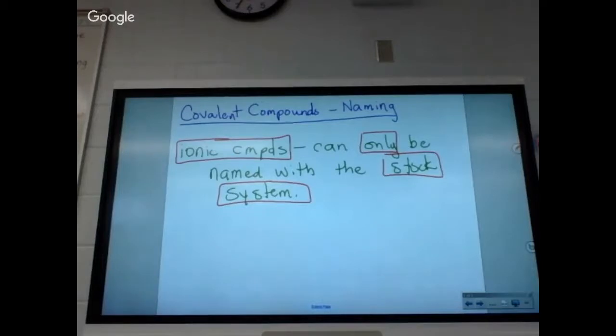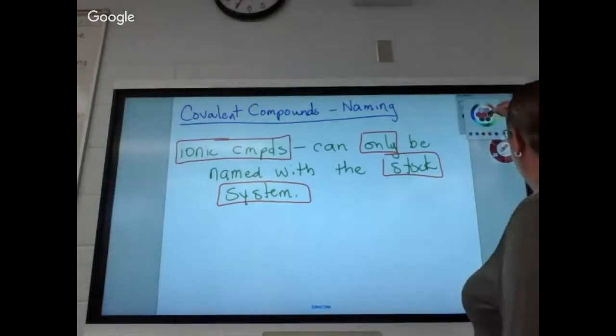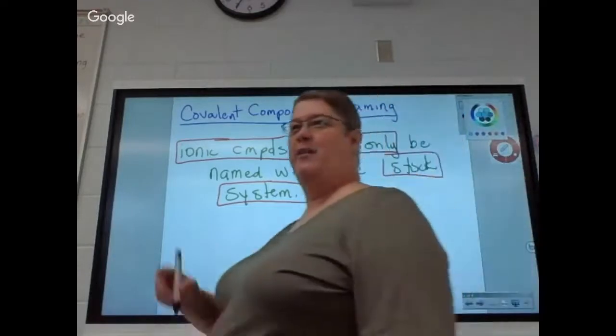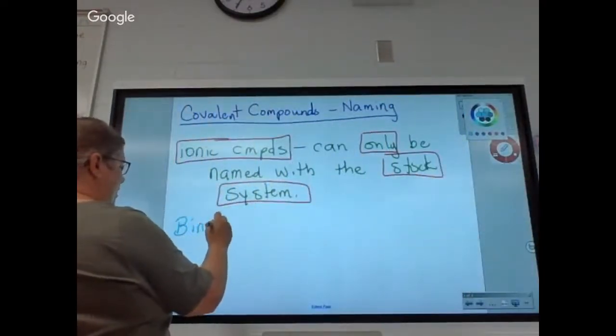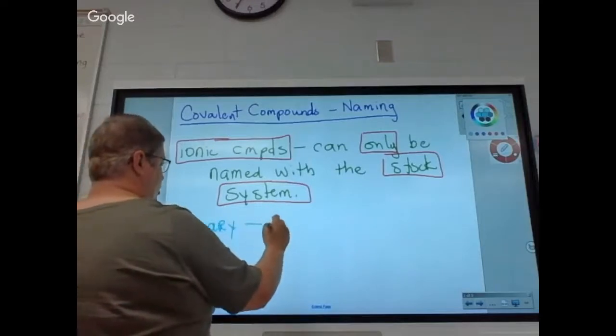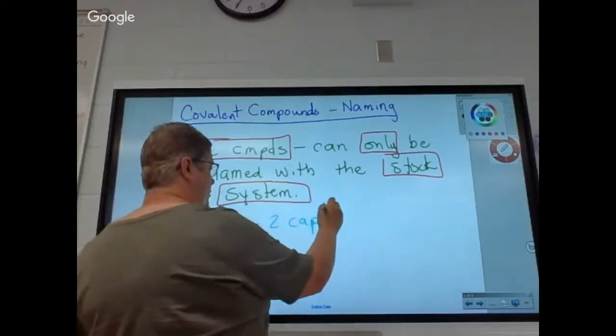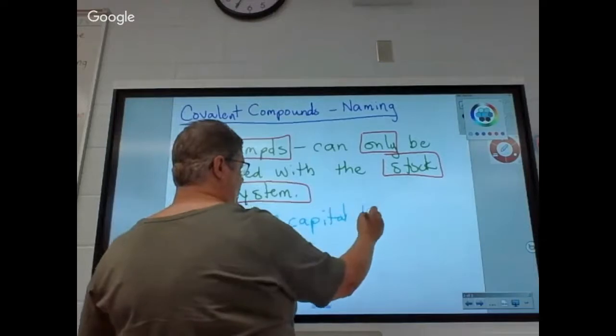Now, how do you recognize ionic compounds? Anybody remember? Two capital letters. All right, 2 capital letters is binary. Okay, so let me clarify that. All right, they did the same thing first period. You're not by yourself. All right, binary means 2 capital letters.